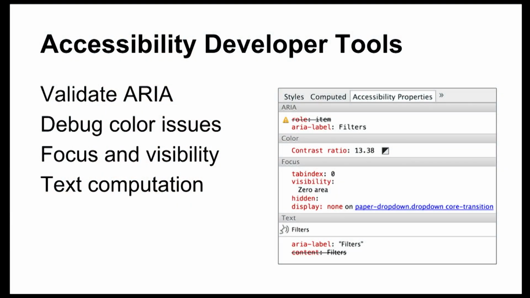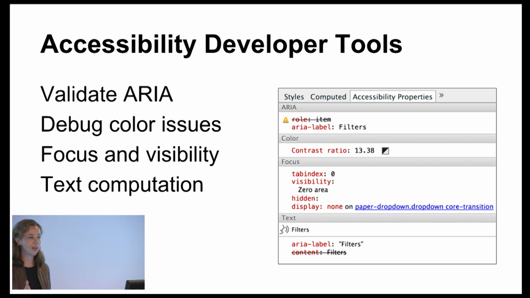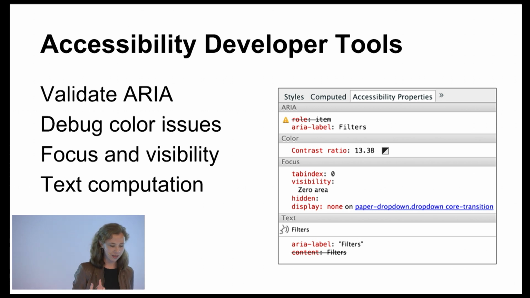But if you go into the Elements panel and the same little sidebar where the styles information is, if you hit that little double right chevron, it'll come up. And then there's an accessibility properties pane that's got all this, I think, really useful information in it. It gives you some ARIA information. It allows you to debug those color contrast issues. It gives you some information about focus and visibility. A problem that often comes up is something is focusable, but it's behind a modal dialog or something, and that's a real problem. So it helps with debugging those issues. And also the computed label for the element.